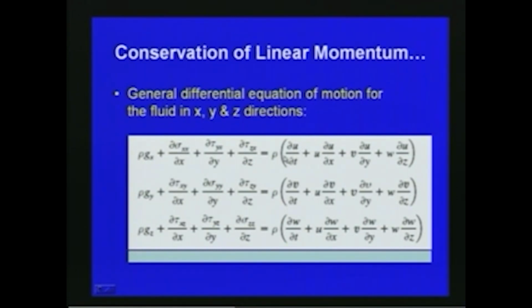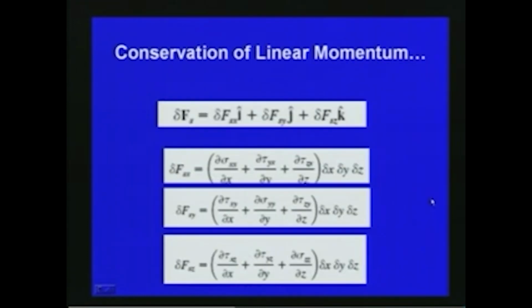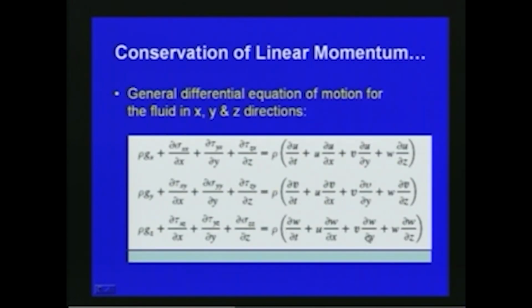So mass, we have already seen, is rho into delta x, delta y and delta z. So this delta x, delta y, delta z are there in all these components which we have derived. So delta m has delta x, delta y, delta z, and also we have seen delta Fsx, delta Fsy, delta Fsz, all these have delta x, delta y, delta z. So while using Newton's second law and equating force to mass into acceleration, delta x, delta y, delta z will be cancelled on both sides. So finally the total forces of body force and surface force can be equated to mass into acceleration. So mass is effectively now rho, since delta x, delta y, delta z cancel, and acceleration.